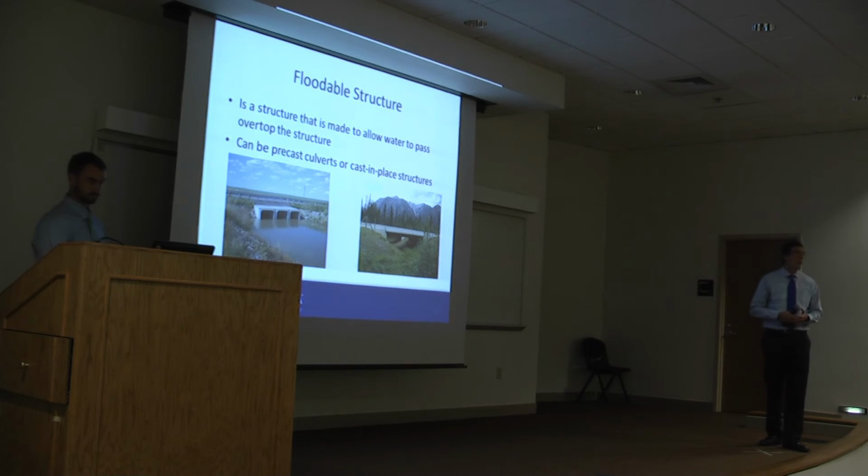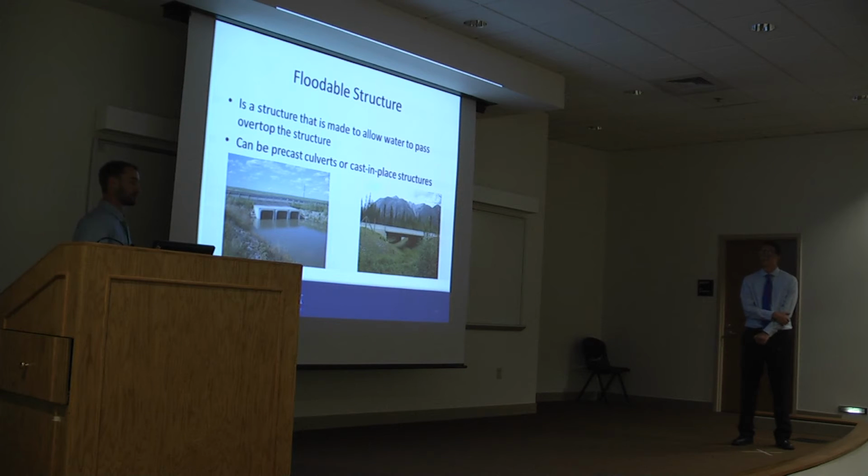I'll hand this back over to Aaron, and he's going to talk about a design alternative known as a floodable structure. Yeah, so to knock the cost down of the bridge, we looked at a floodable structure. A floodable structure is just a structure that allows water to actually overtop the bridge. They can either be precast structures, or they can be cast in place structures. Shown on this slide, on the left-hand corner is a series of precast box culverts, and the other picture is a cast in place structure.